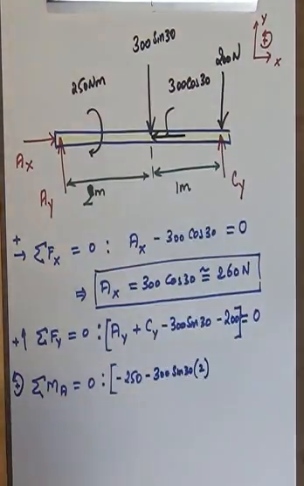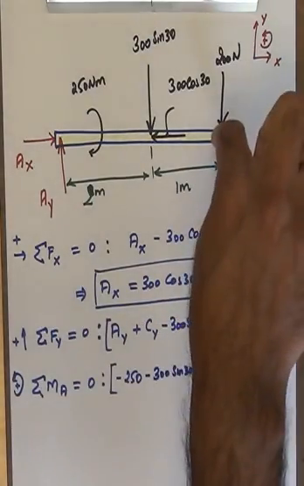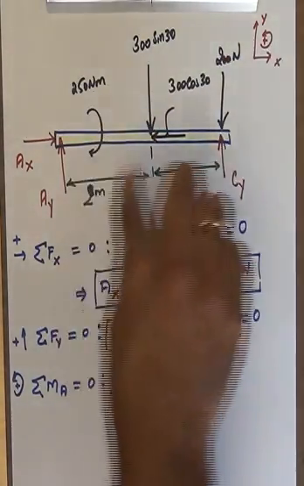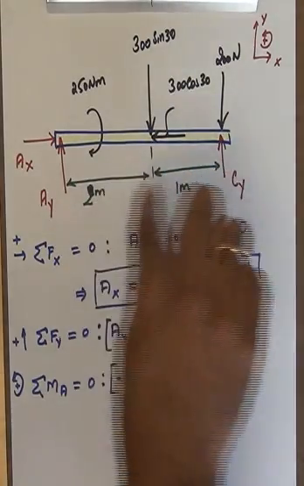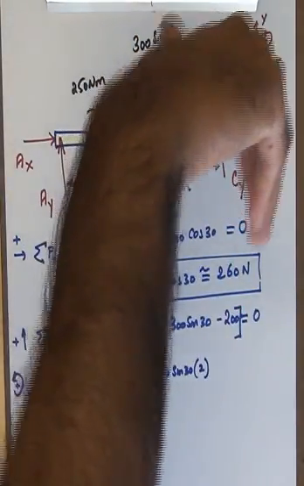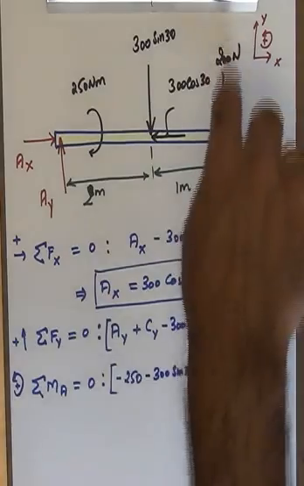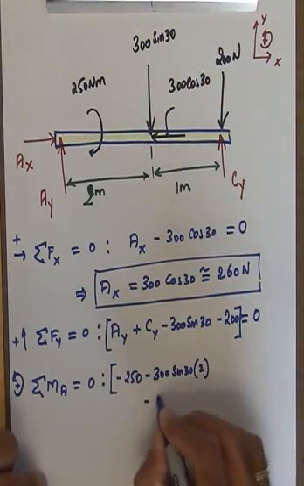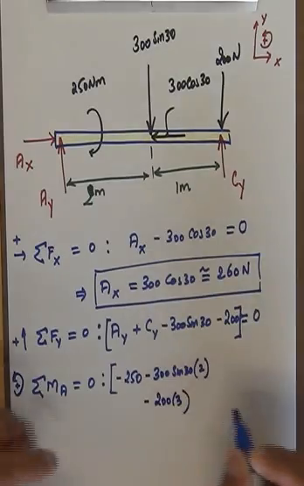Then I have the 200 Newton force. Look at the 200 Newton force. The perpendicular distance all the way from the point of interest to the line of action is 2 plus 1, 3 meters here. The right hand rule produces a moment that is also clockwise. So this is 200 times 2 plus 1, 3 meters. So that's going to be minus 200 times 3.